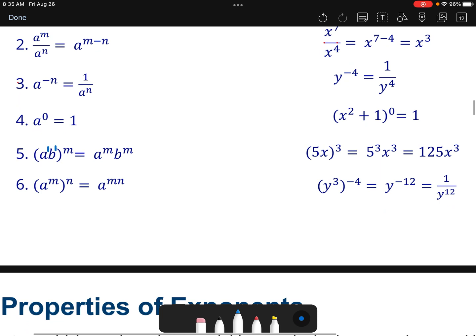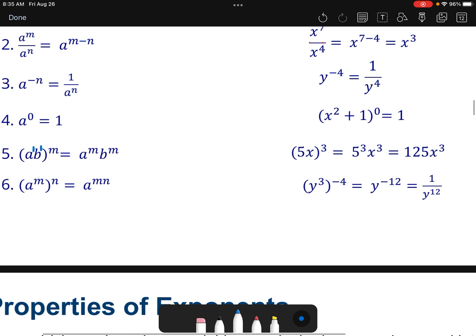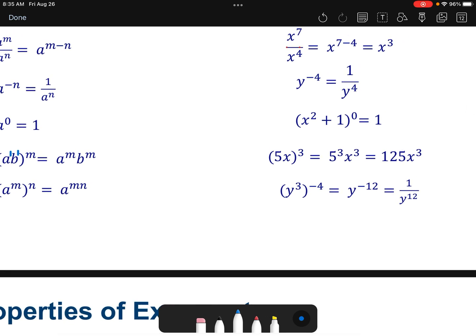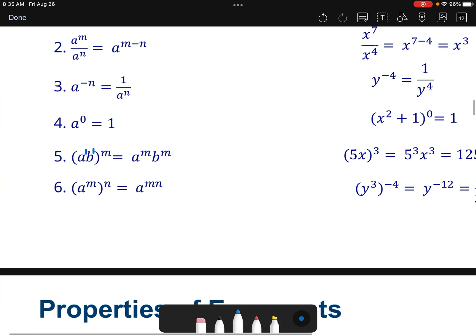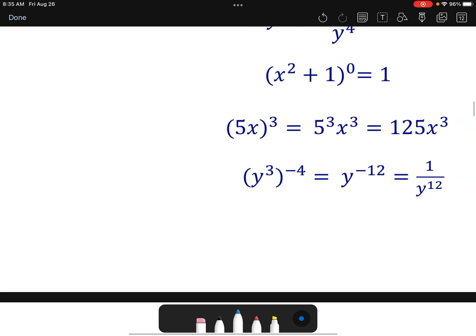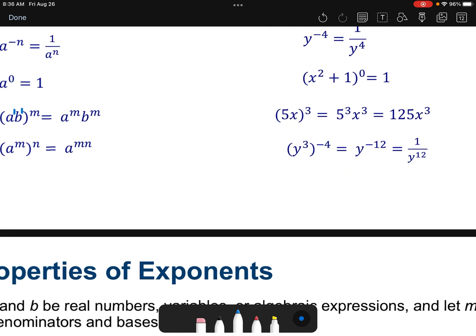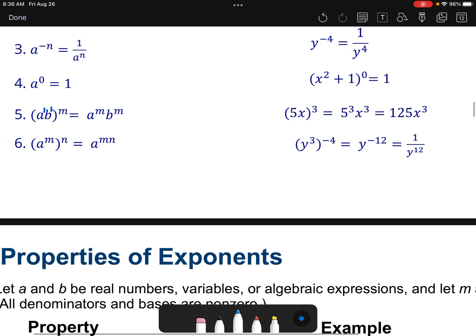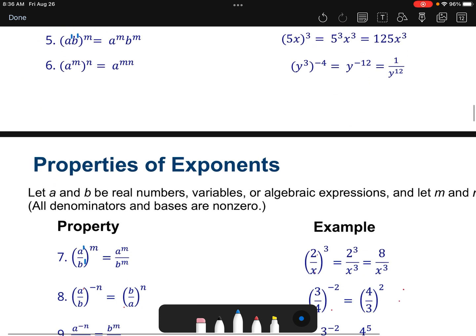If we have a times b, a product to a power, we can simply split it up into a product of the base and each power. So for example, 5x quantity cubed is really 5 cubed times x cubed. And whenever we raise a power to a power, in this case, then y cubed to the -4 is y to the -12th. But if you'll recall, in class we said we can never have a negative exponent in an answer. So we move it down.